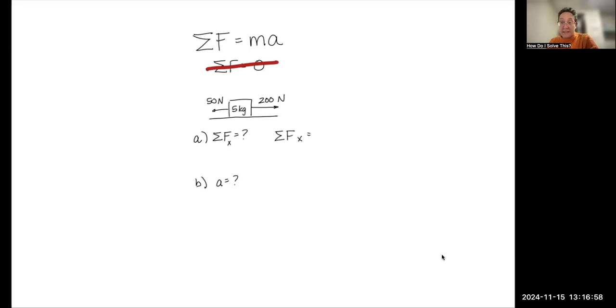So the net force in the x direction is all of our positive x forces, and in this case, we only have one, 200, minus all of our negative. And again, we only have one, 50. So what is our net force? It's 150 newtons. And it is positive, which means it's going to the right.